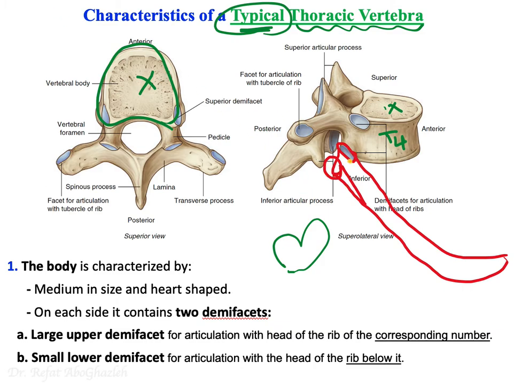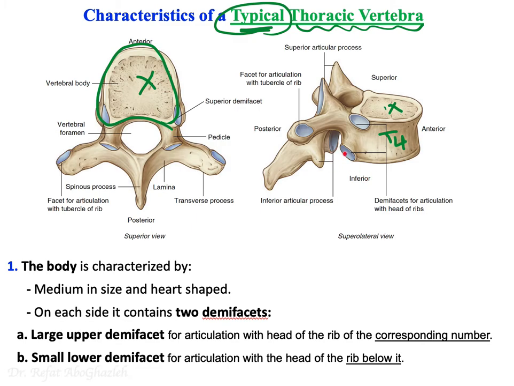So the upper facet of the rib, say this is rib number five, articulates with the vertebra above, that means T4, and with the same number vertebra, which is number five, by its inferior demifacet. If you go back in this lecture, you will understand what I'm talking about. You have the large upper demifacet, which is for articulation with the head of the rib of the corresponding number. For example, this is thoracic vertebra number four, so this is rib number four, with two demifacets. The lower demifacet of rib number four articulates with the upper demifacet of T4, the same number, right?